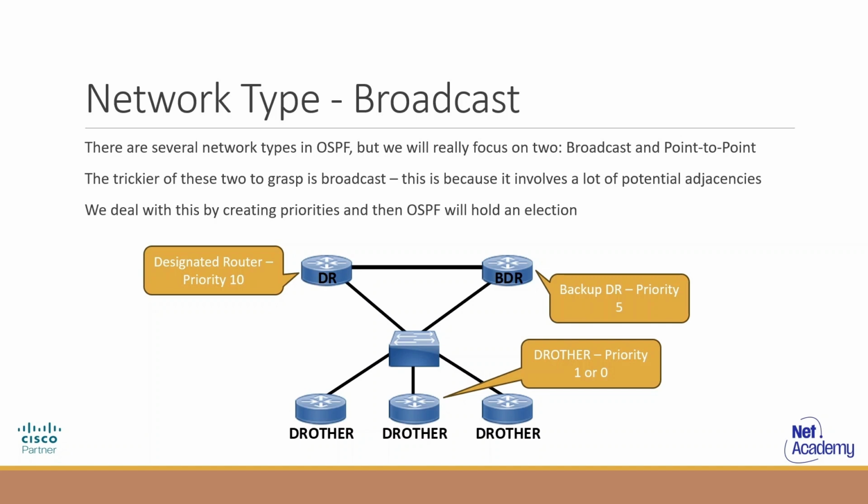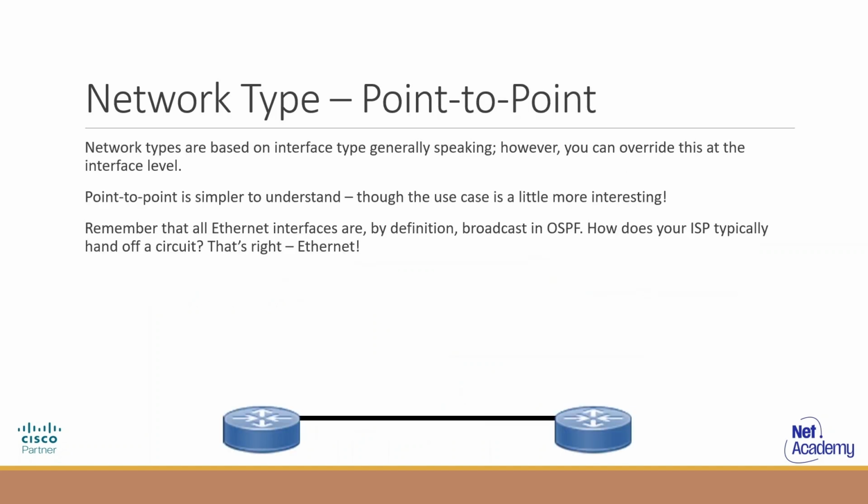Let's talk about a special use case that's becoming more common as time goes on. And that's the point-to-point network. Now remember what I said on the last slide. The network type is based on the physical media of the interface. If it's an Ethernet interface, it's always broadcast. Right, so think about a WAN circuit these days. If you order a WAN circuit, they don't hand you off a T1 or a TDM type of circuit any longer.